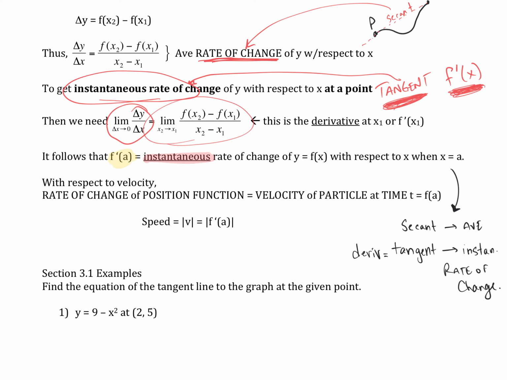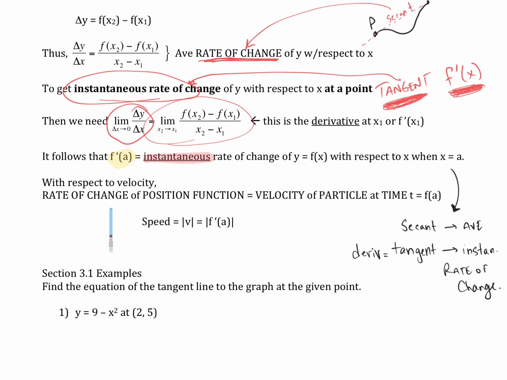All right. So that is how all of this is related. Now one more thing to make sure you're aware of. When we talk about velocity, the rate of change of the position of the function is equal to the velocity of the particle at time t. So the rate of change is that velocity at time t, f of a. When I talk about speed, that's the absolute value of the velocity. The speed would be the absolute value of that derivative.